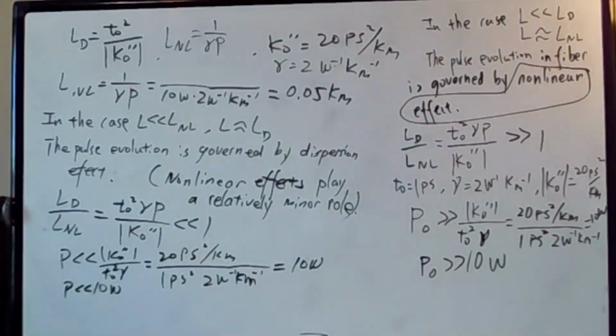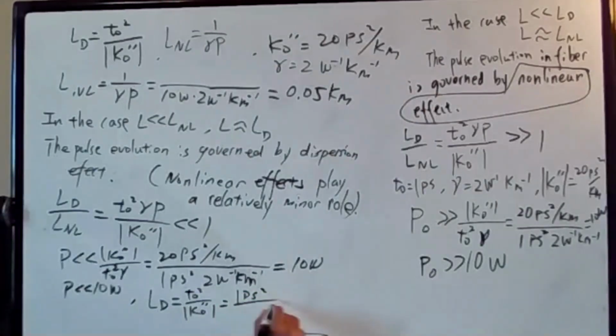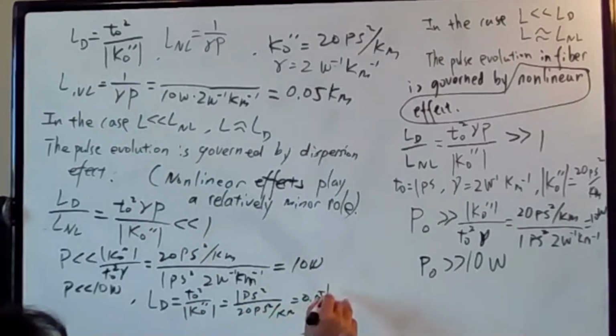Okay, so in this case, let's calculate what L_D is. L_D is T naught square over K naught double prime, which is 1 picosecond square over 20 picosecond square over kilometer. So it's 0.05 kilometer.